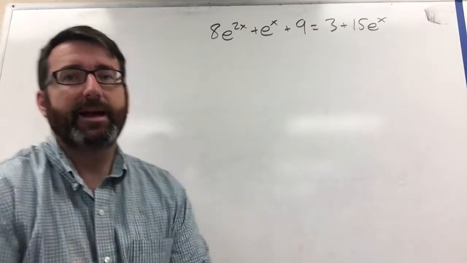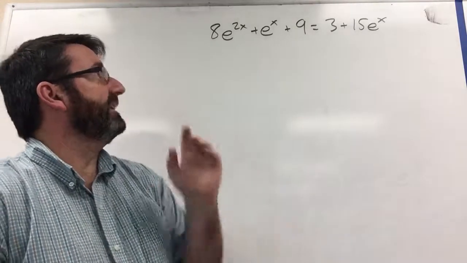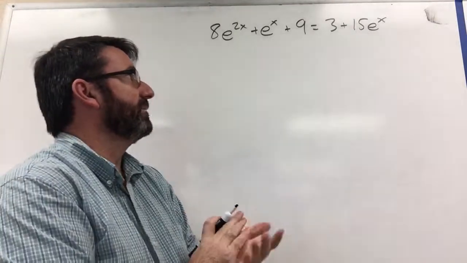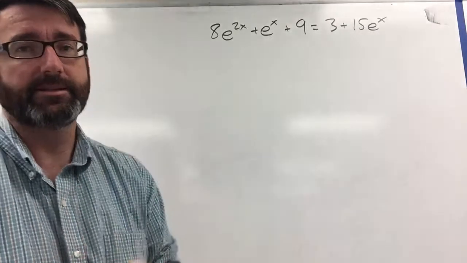All right, number 8 asks us to solve this equation. 8e to the 2x plus e to the x plus 9 equals 3 plus 15e to the x.